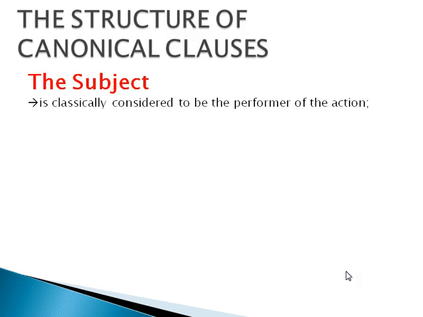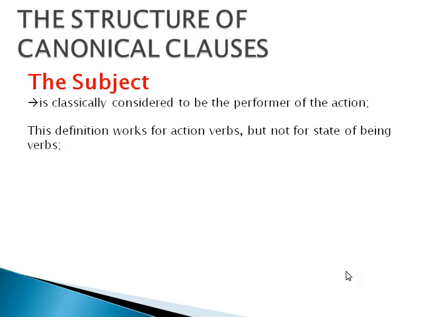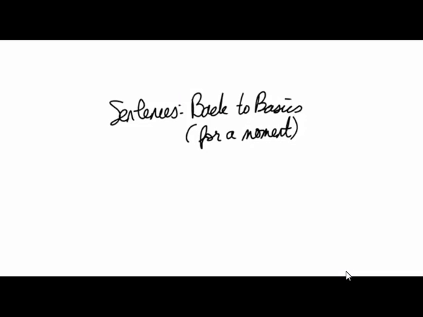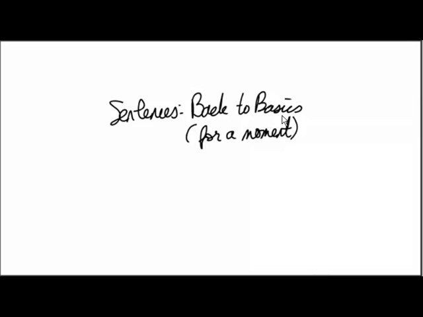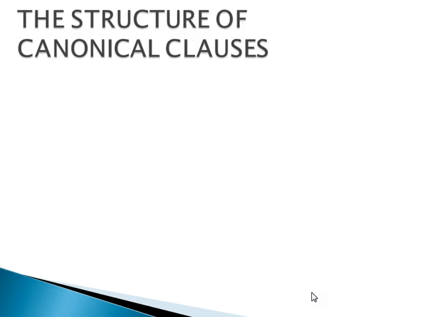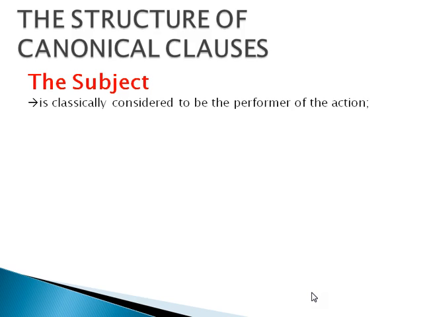And I promised you to talk about the subject, okay? We are now talking about the subject and the predicate and the relationship between subject and predicate, objects, direct, indirect, transitive, intransitive, okay? So, we normally see these definitions here, that the subject is classically the one that performs the action, and we saw that this is problematic because sometimes we don't perform actions at all.